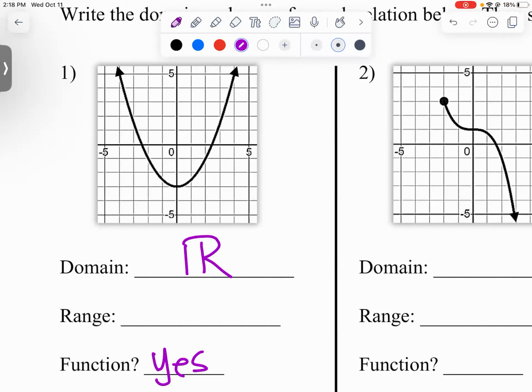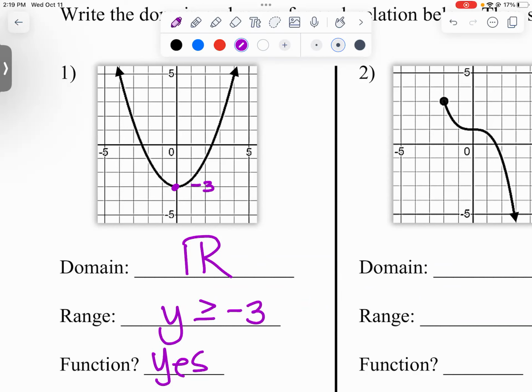Wouldn't the range be anything below? Okay, so notice how we have blank space right here. So our first Y value is here at -3, and they get bigger. So Y is greater than or equal to -3.